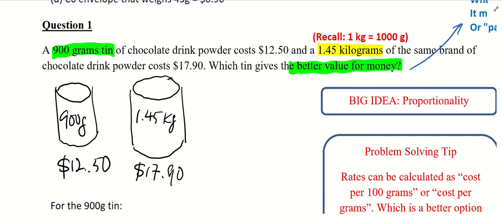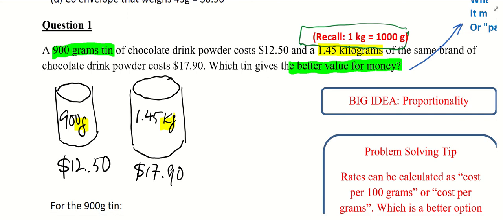Do take note that there are 2 different units here, grams and kilograms. We must bear in mind that we need to compare the same type of units. So over here I've written, recall that 1 kilogram is 1000 grams. So later we need to do some conversion. And the question asks, which tin gives the better value for money?